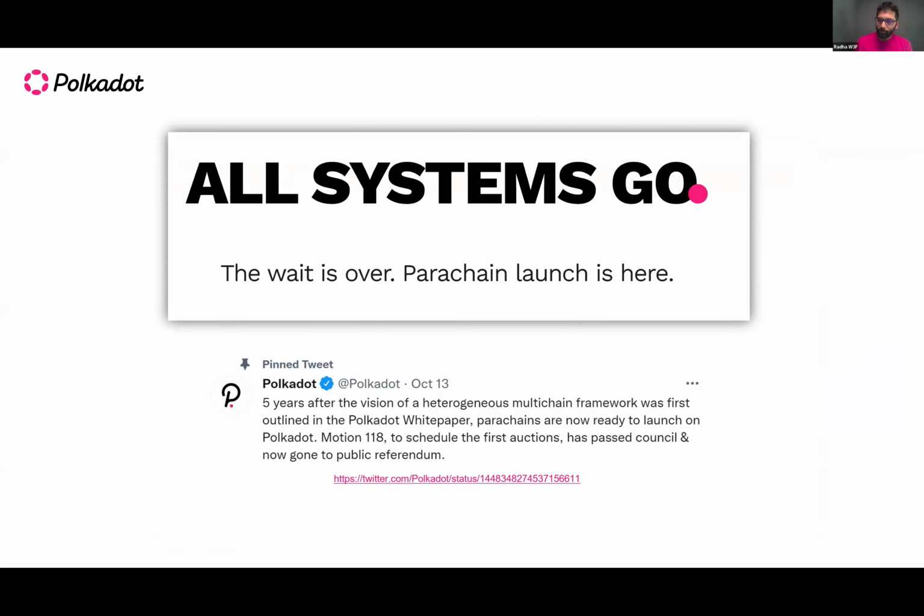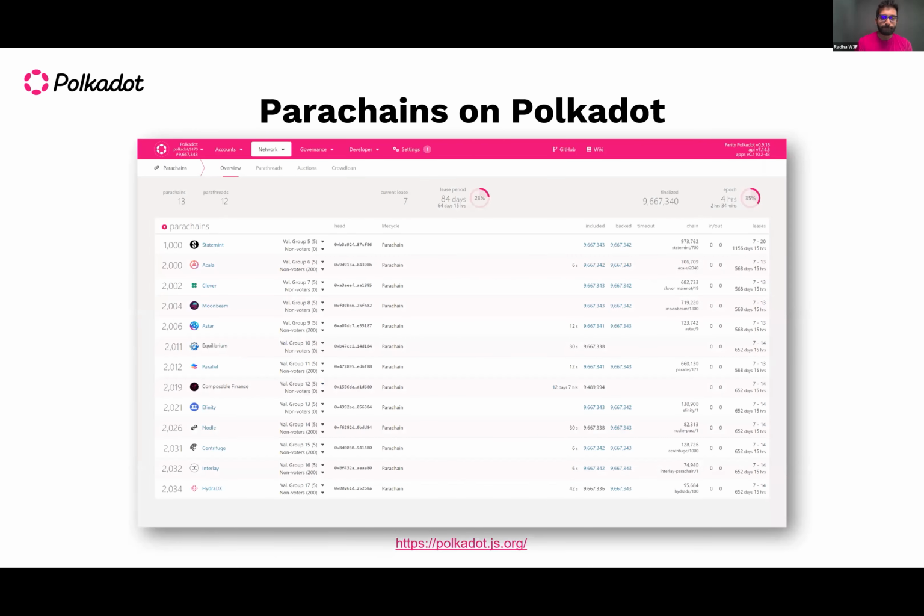Not so long ago, last year in October, Polkadot announced parachain auctions. The parachain function was enabled, and from then on you're slowly seeing projects winning the auctions. They are being onboarded as parachains, and then they're slowly rolling out their functionality. As you can see, right now there are 13 parachains that have onboarded.